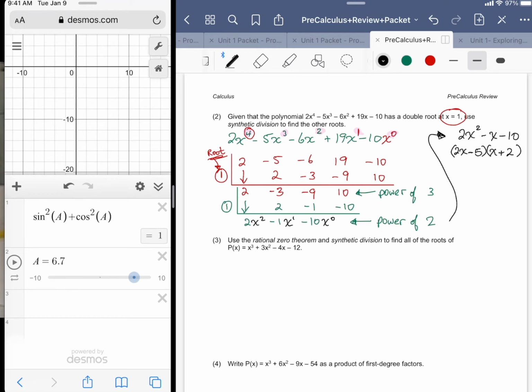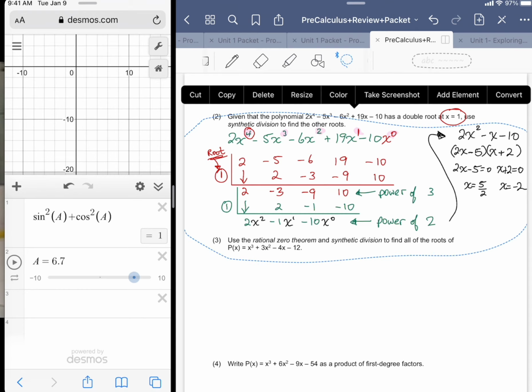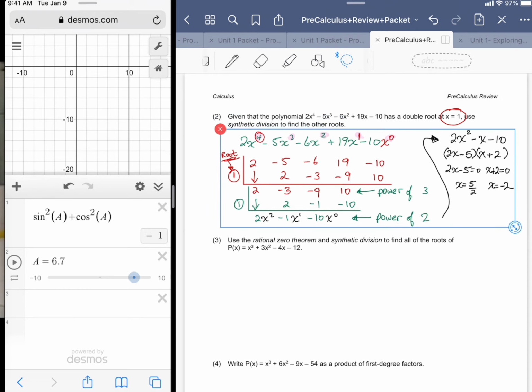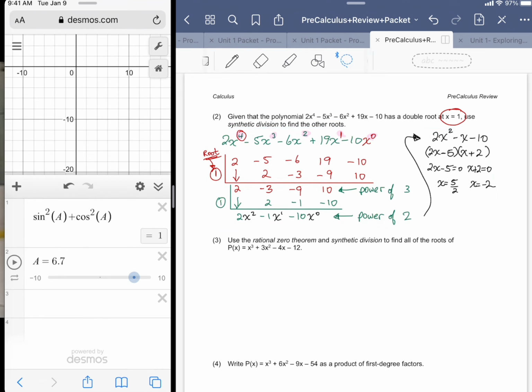And so now we set each of those factors equal to 0 and solve, you get x equals 5 over 2, x equals -2. All right, but that last part's just factoring.